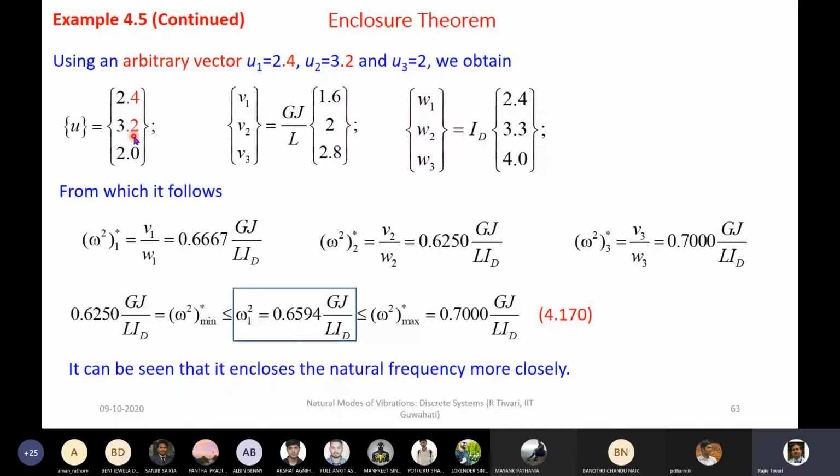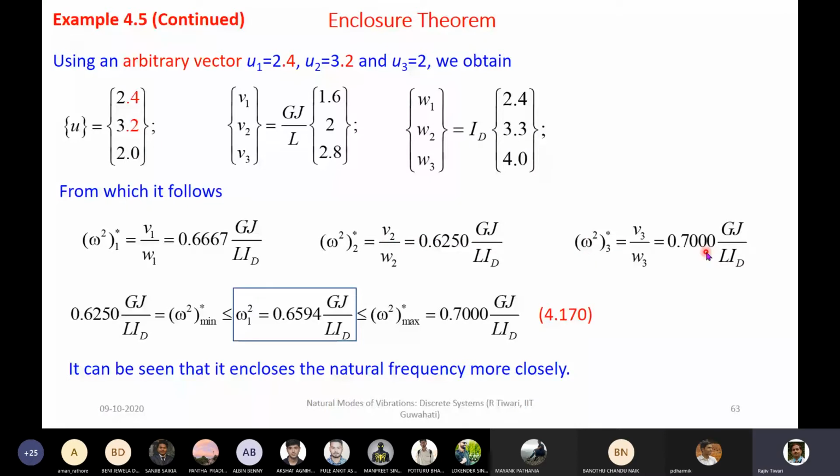Using previous calculations, we can obtain this by multiplying U with the stiffness matrix. Then W we can obtain by multiplying U with the mass matrix. Now we can again find the ratios. So 1/6 divided by 2.4 will give this, 2 divided by 3.33 will give this, then 2.8 divided by 4 for the third.